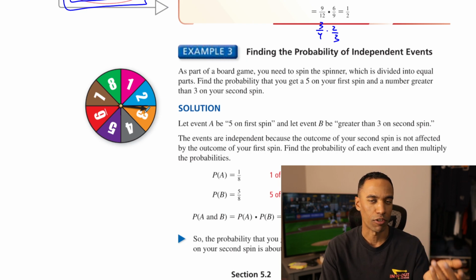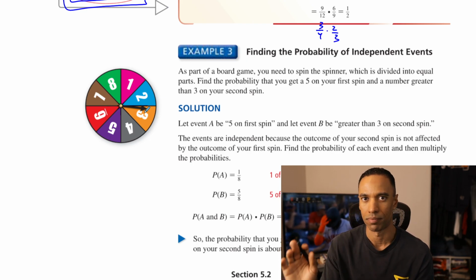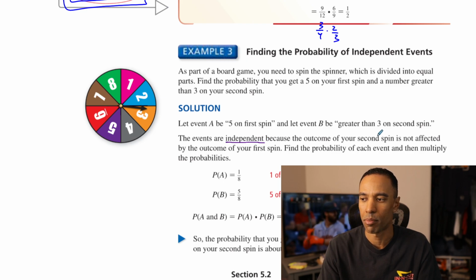Or like flipping heads, I can flip heads over and over. It's not going to mean there are going to be a lot more tails along the way. They're random. So these events are independent. They say it right here: the outcome of your second spin is not affected by the outcome of your first spin.